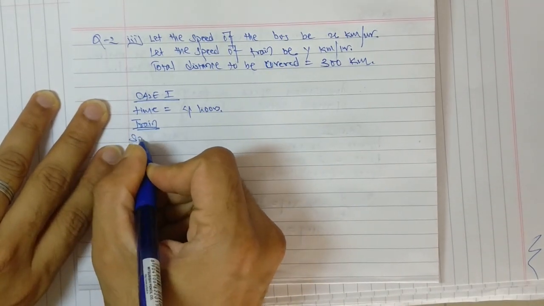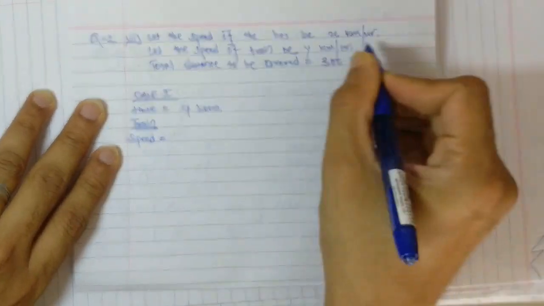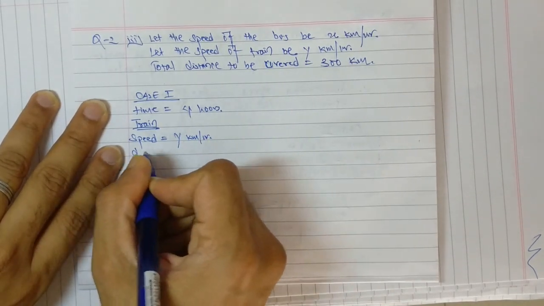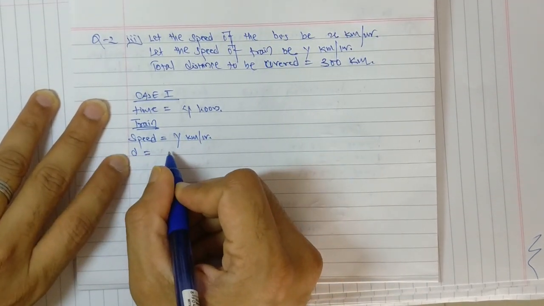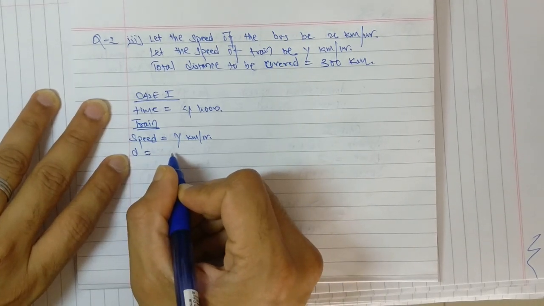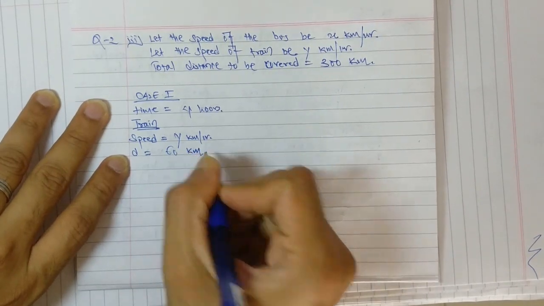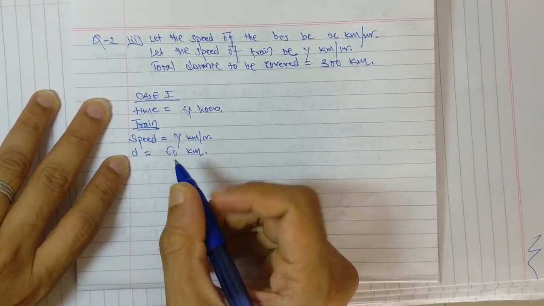Okay, what is the speed? We have just taken the speed of train as y km per hour. What is the distance? Distance will be 60 km according to the question. She travels 60 km by train.